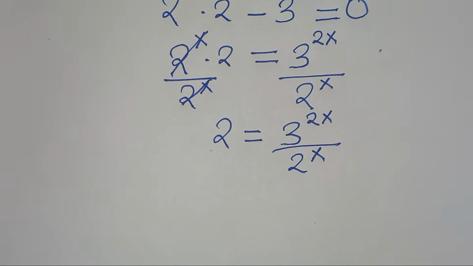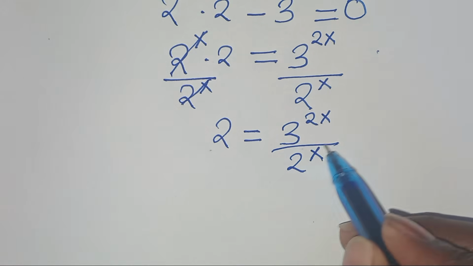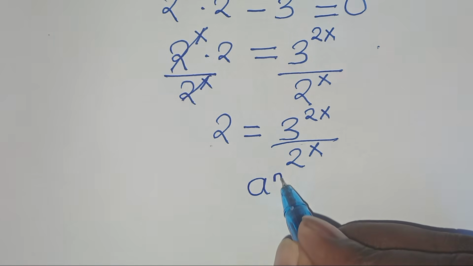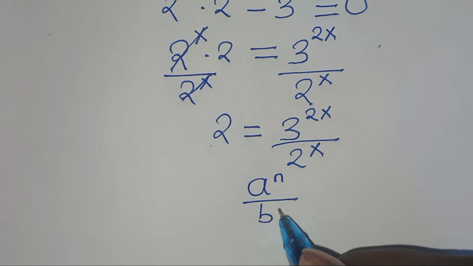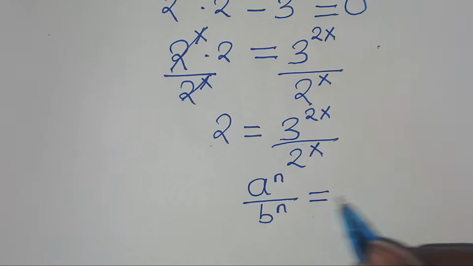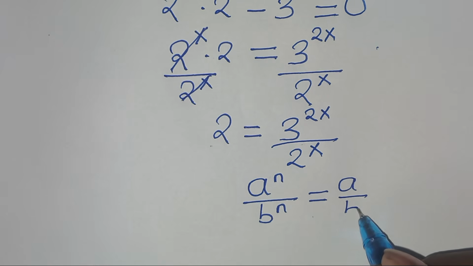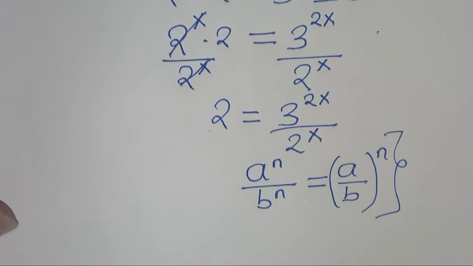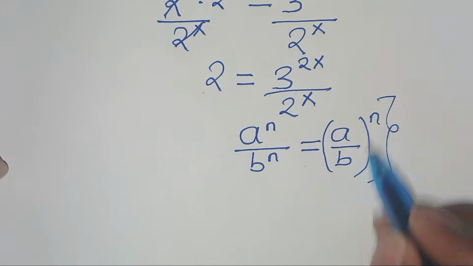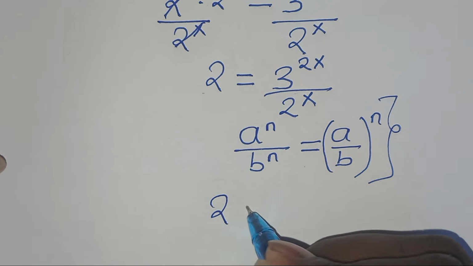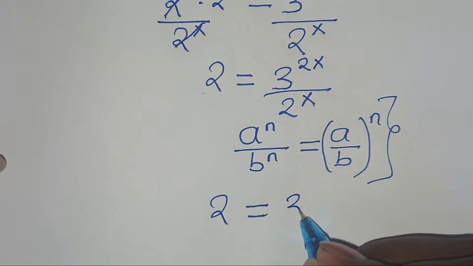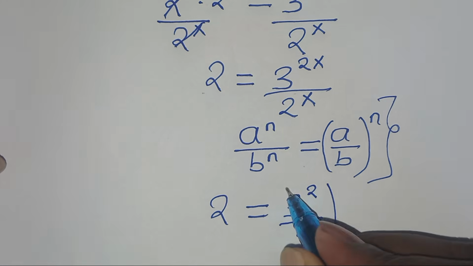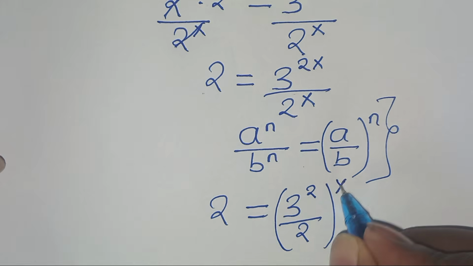Now, the next step is that we have 3 to the power of 2x divided by 2 to the power of x. This is in the form of a raised to the power of n divided by b raised to the power of n, which we can express as a divided by b, everything here raised to the power of n. Now, applying this property, we have 2 is equal to 3 raised to the power of 2 divided by 2, everything here raised to the power of x.